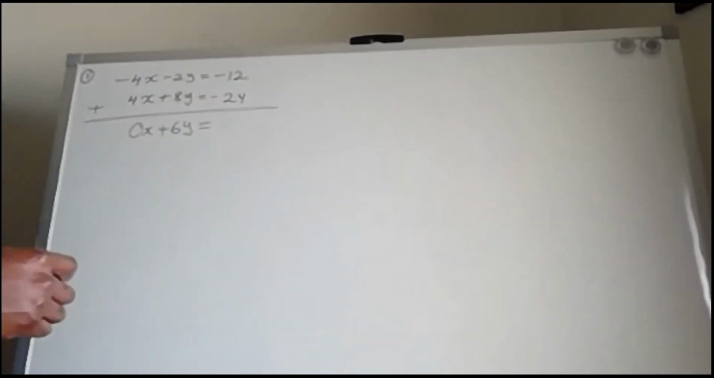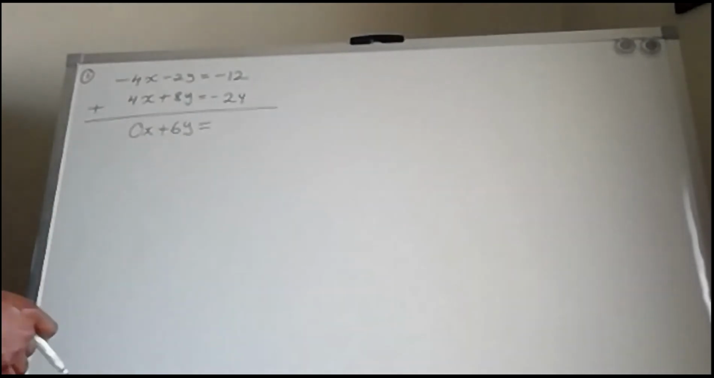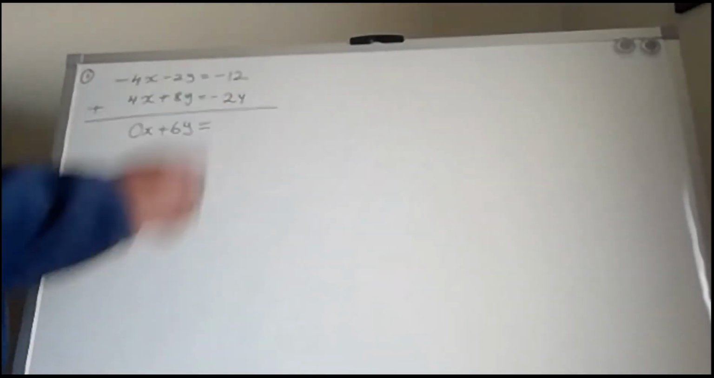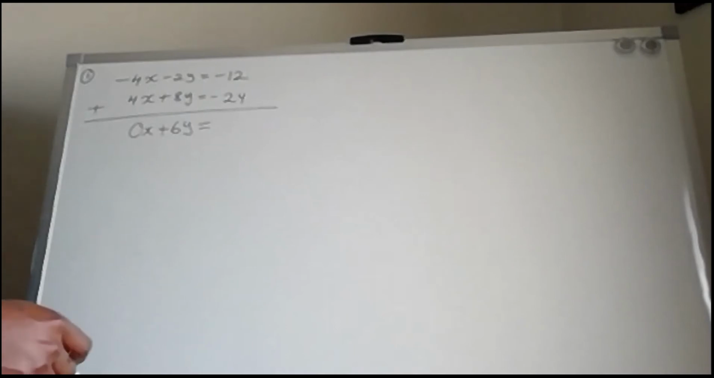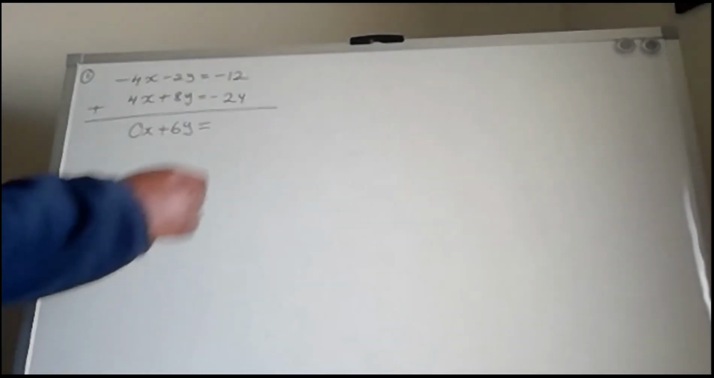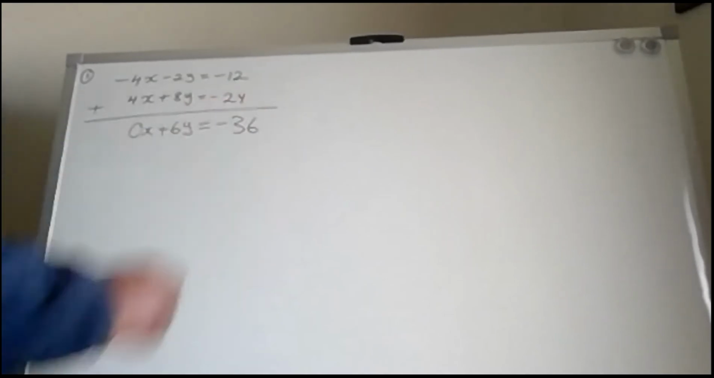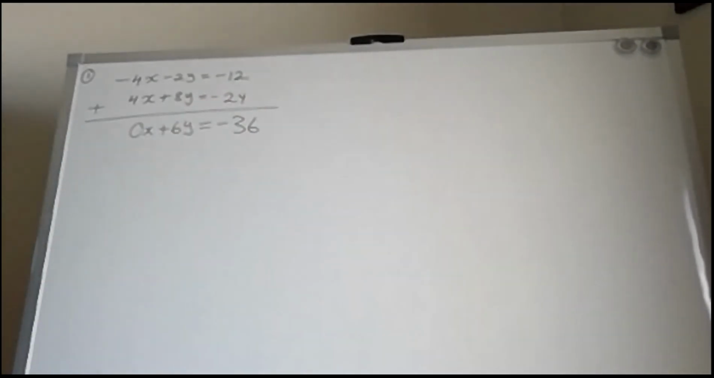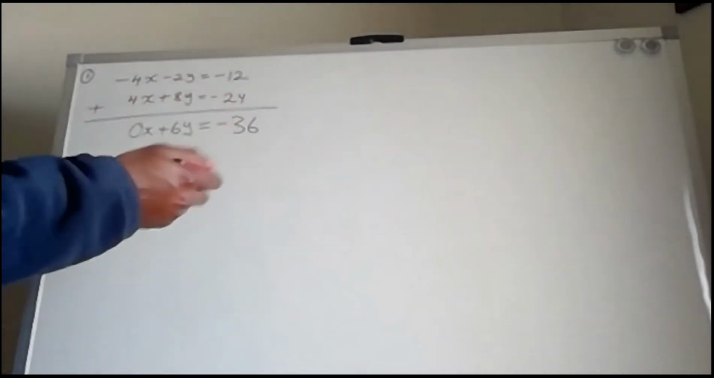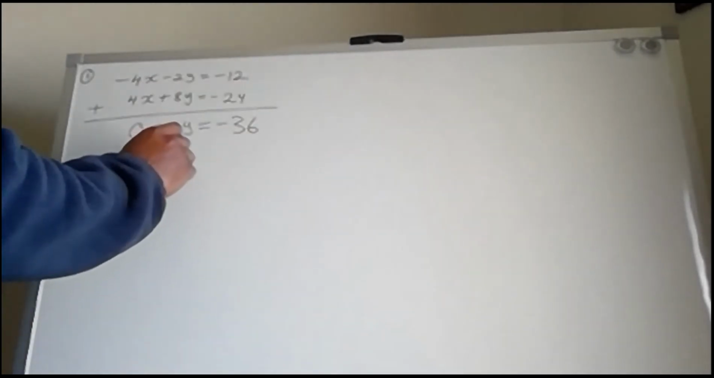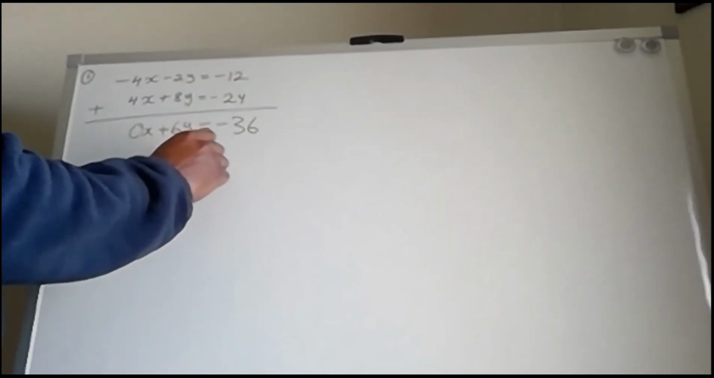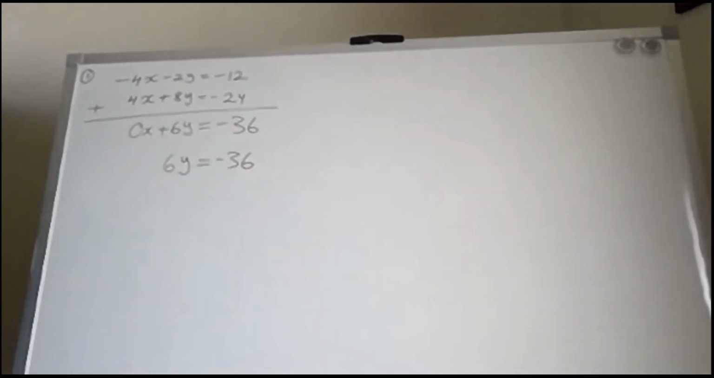And on the right side of both equations, we have a negative 12 and a negative 24. When we add those together, clearly that gives us 36, but a negative 36. Okay, negative 36. You add two negatives, you get a negative. All right. So I can rewrite this. 0x's just means that there are no x's. So I'm left with 6y is equal to negative 36.